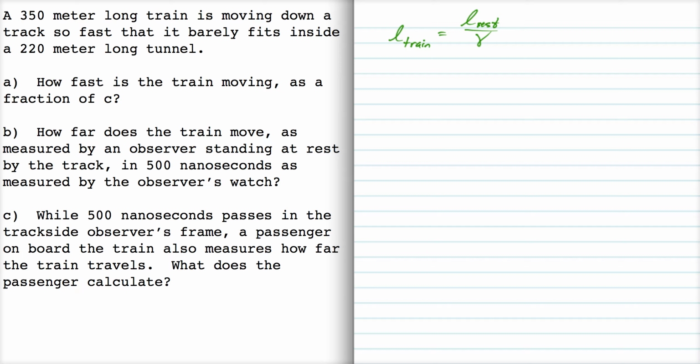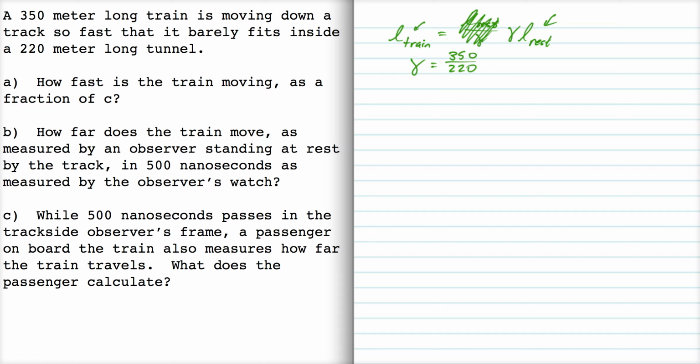So that if you're on Earth, if you're watching the train go by, oh wait, I take that back. Sorry, it's got to be multiplied. If you're on Earth, then you're going to measure a shorter length. If you're on the train, you're going to measure a longer length. So gamma is equal to the proper length of the train, which is 350 meters, divided by how long the train appears from Earth. Okay?